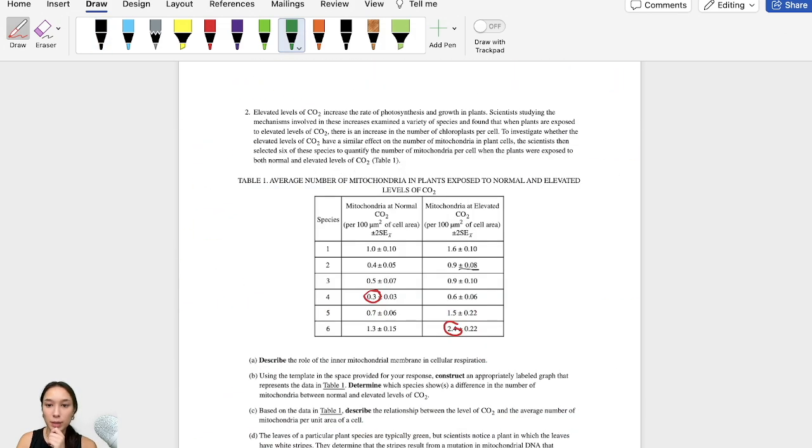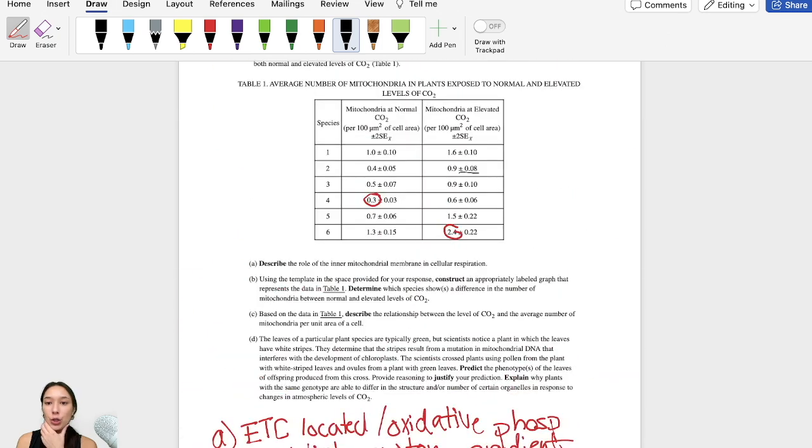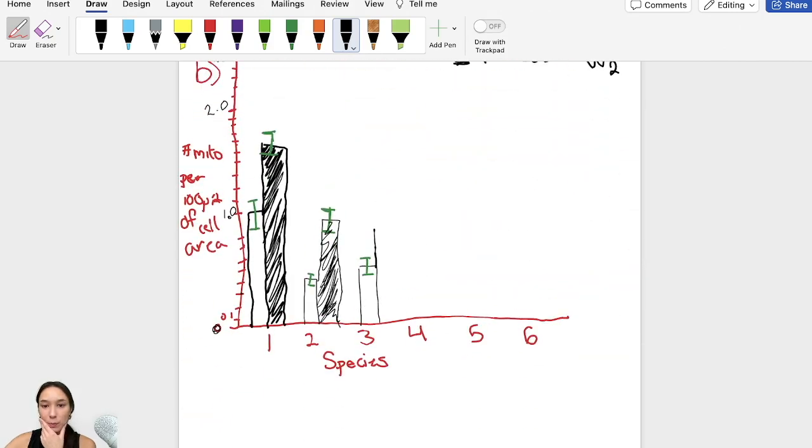Plus or minus 0.07, so it should be plus or minus close to 0.1. And then with the increased CO2, it is 0.9 plus or minus 0.1. So 0.9 should be around here. I think the other one's 0.9 as well, so they should be at the same spot. Plus or minus 0.1, so you're going to go up to 1.0 and down to 0.8 in this case. And making sure, again, to color that in.